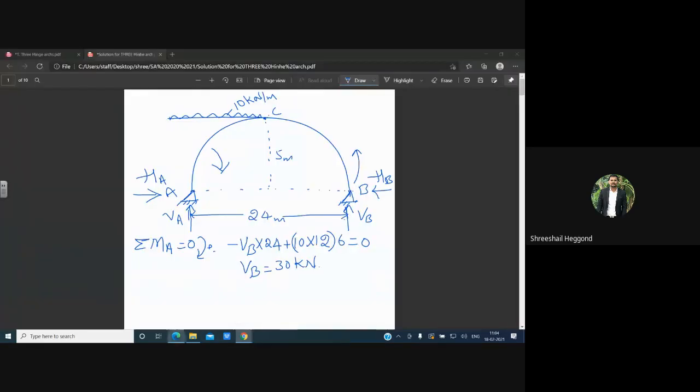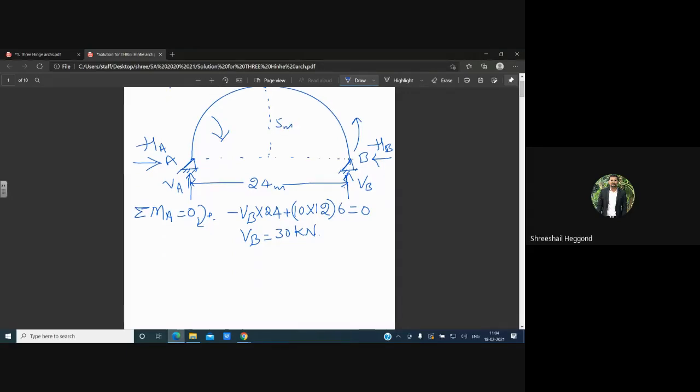Once it is calculated, then you can write summation of Fy equal to 0. Summation of Fy equal to 0 can be written as VA plus VB is equal to 10 into 12, the loading condition. Our VA can be calculated as 120 minus 30 will be 90 kilonewton for the VA. VB is calculated as 30 kilonewton.